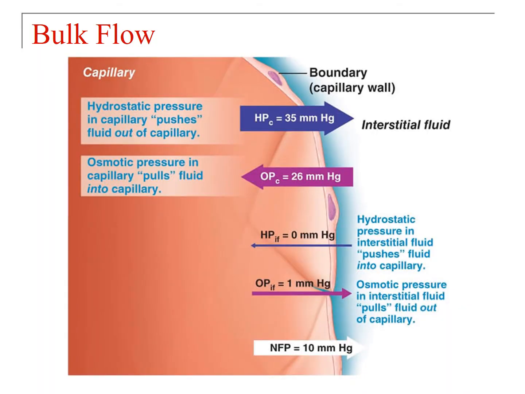This is another diagram for bulk flow, and I want to make it very clear that this is only for the arterial side, at the very beginning of the capillary bed. So close to the arterioles you have a hydrostatic pressure of 35 out and a hydrostatic pressure of 0 in. Again, there is no hydrostatic pressure in the interstitial fluid to push fluid into the capillary. So our net hydrostatic pressure is 35.